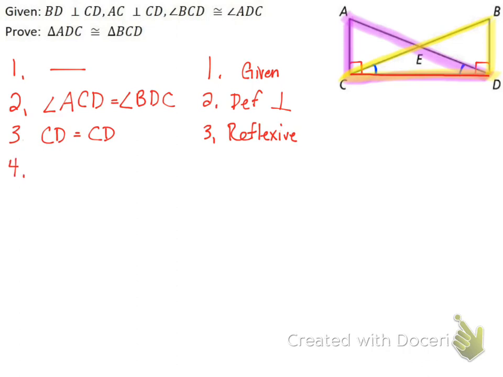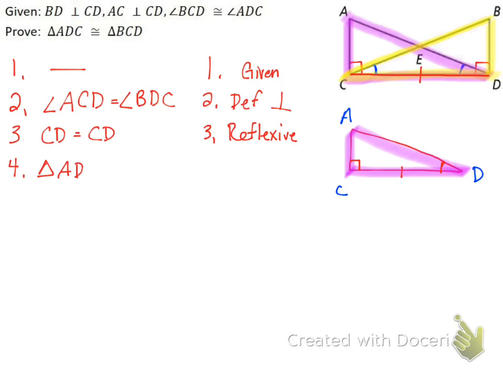Again, to see how they're equal to each other, I can redraw the pictures. This is my purple triangle, and this is A, C, D. I've got my right angle, my angle here, and then my side right here, the side that's in between. So this is going to be another angle side angle. So triangle ADC is equal to triangle BCD, and that's my ASA.